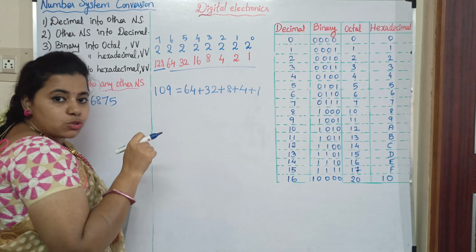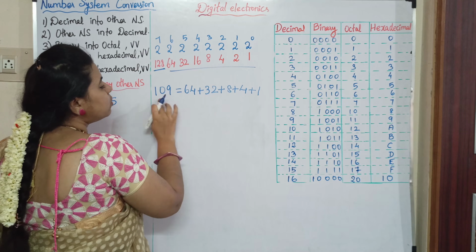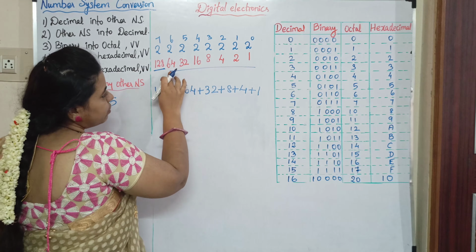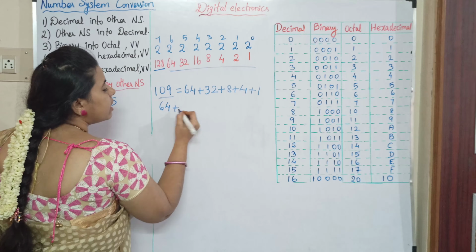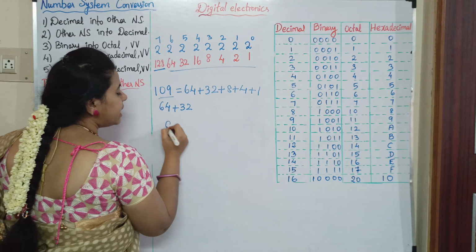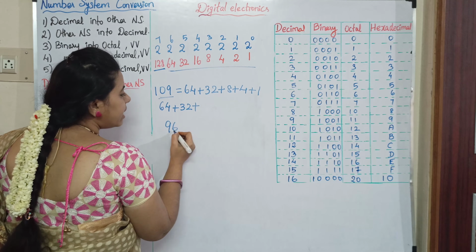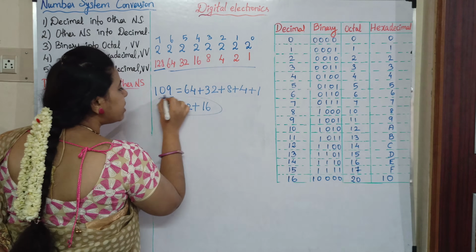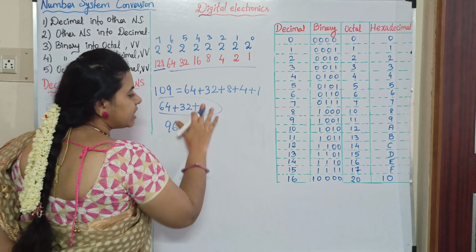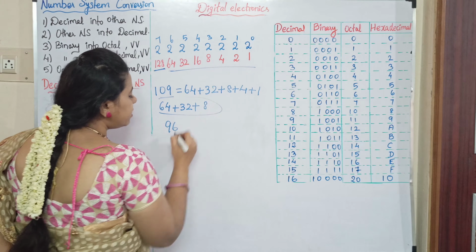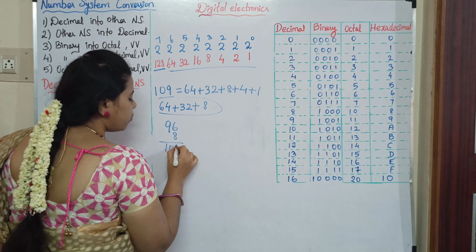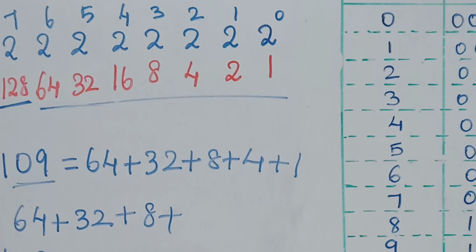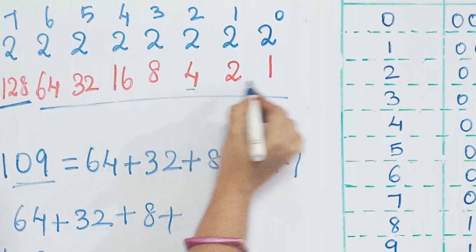So the first step is to choose the numbers less than or equal to the decimal value. First one, 64. By adding this with 32 you will get 96. And by adding this 96 with 16 you will get a number greater than 109. So I am not going to take this 16. I am going to take 8. So 96 plus 8 is equal to 104. Then what is the remainder? 5. To get the value 5, I am going to add 4 plus 1.